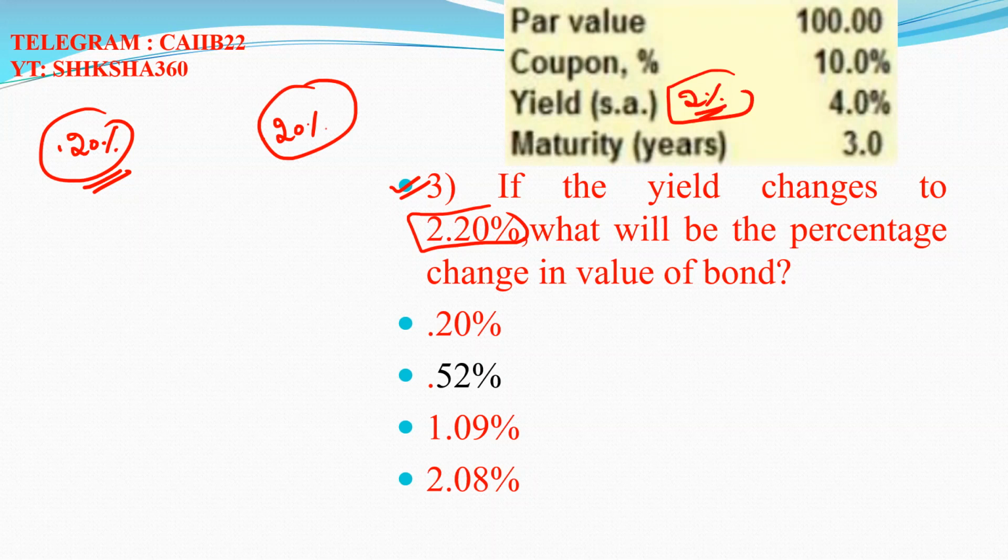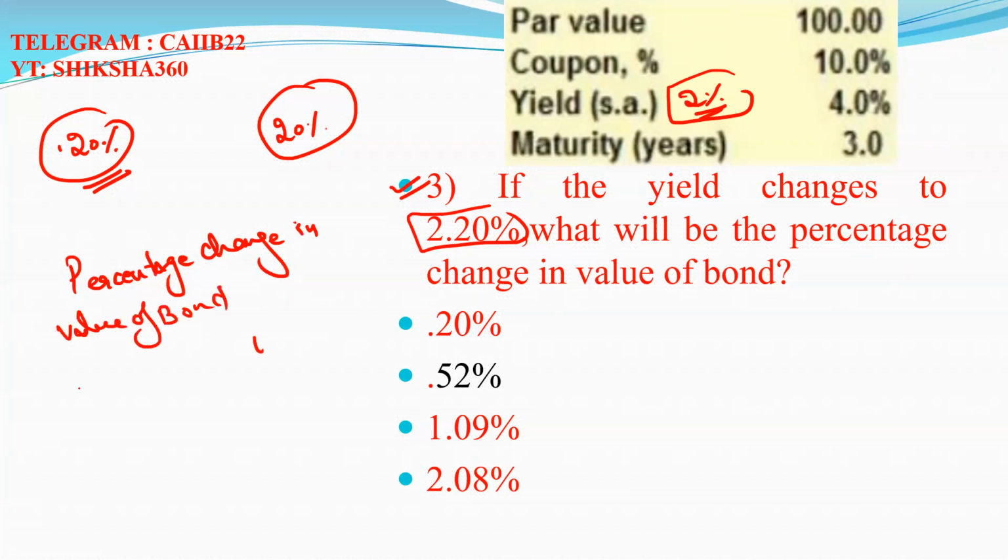Let's understand what the percentage change in the value of the bond will be. Basically, we can get this with the help of the modified duration, which we have already discussed in the theoretical session. So percentage change in value of bond, how can we calculate it?